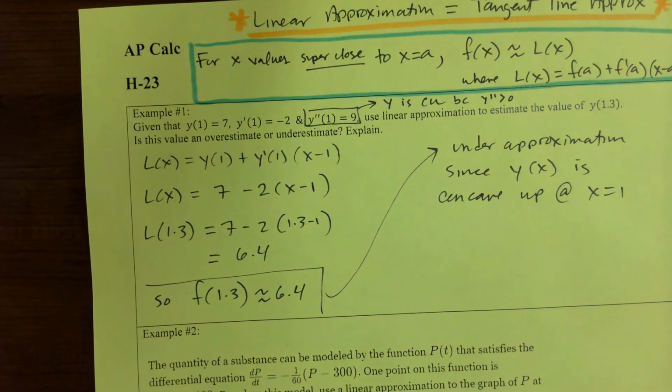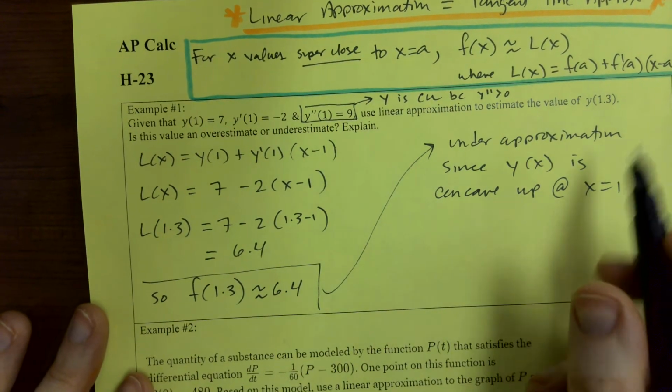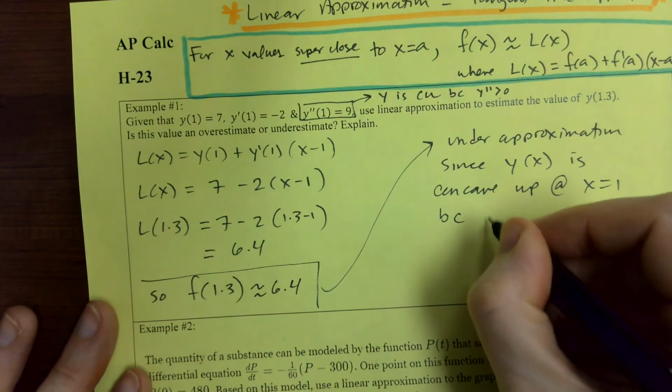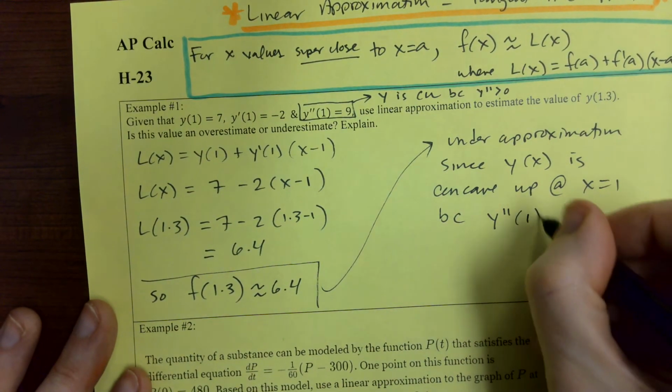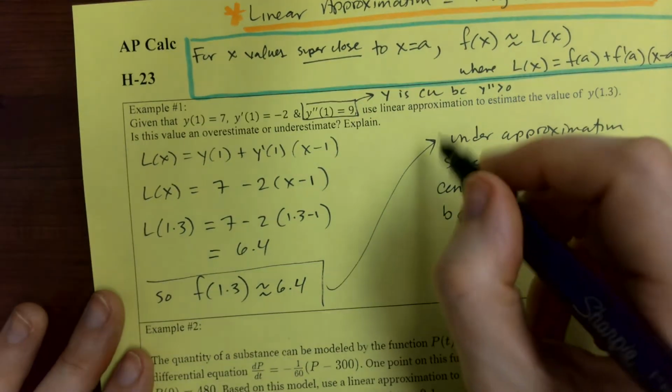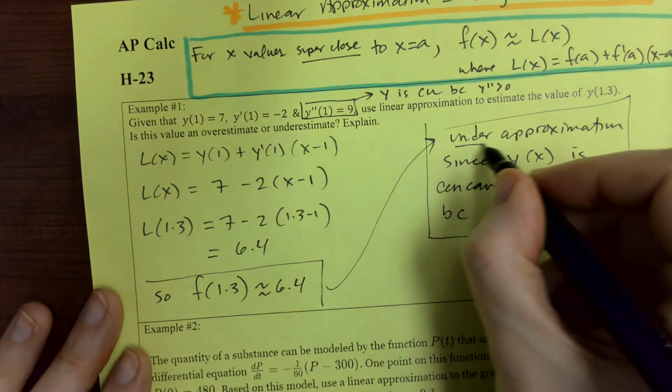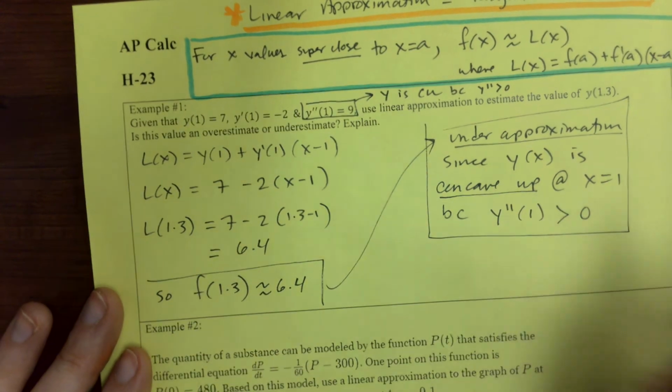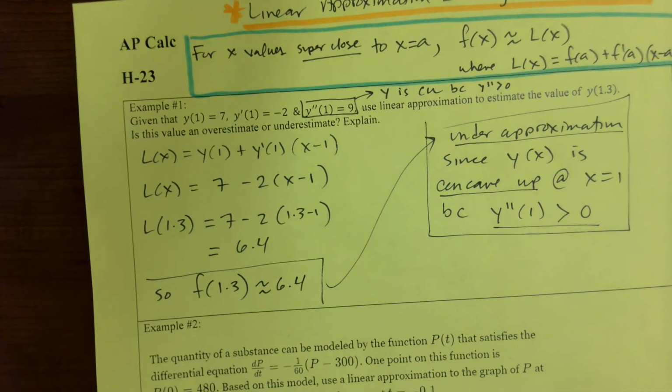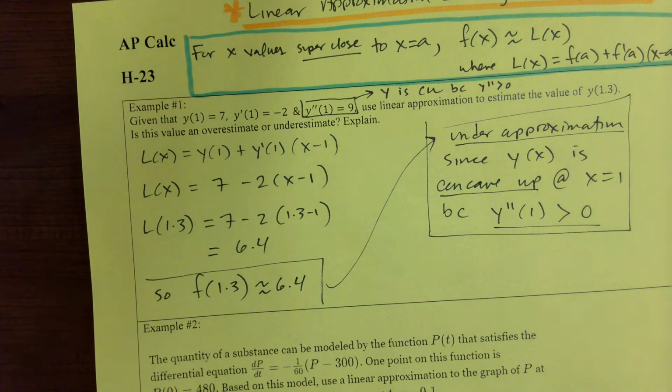All right, but then you have to keep asking why. Your explanation should go back to Susan's table. If you're looking at Susan's table, when would y be concave up? It would be when y double prime is positive, because y double prime of 1 is greater than 0. So we got an under approximation because concave up, because y double prime is greater than 0. That's how your explanations should go for over or under approximation.